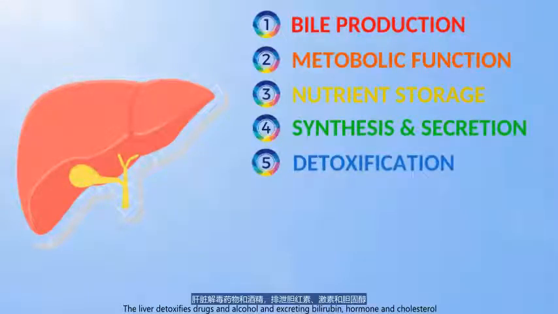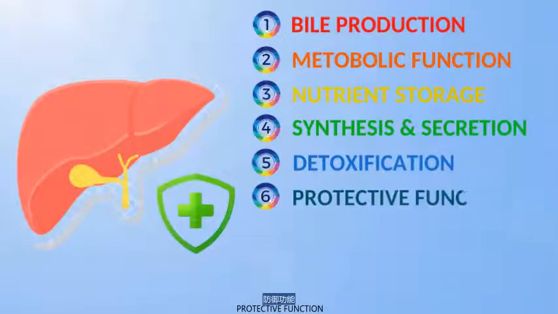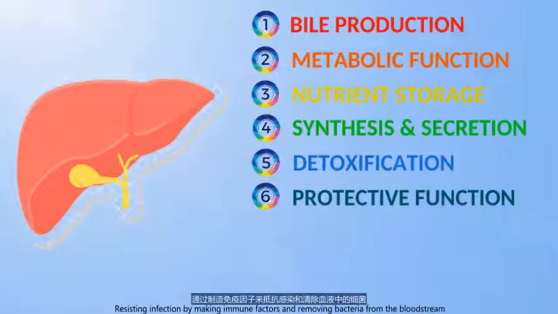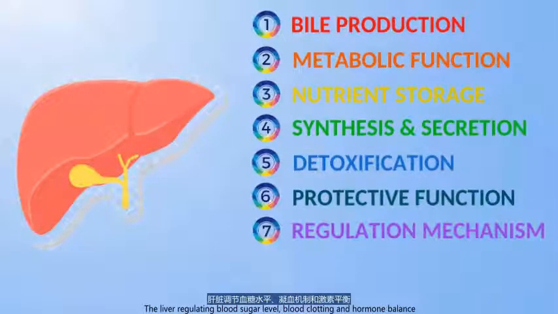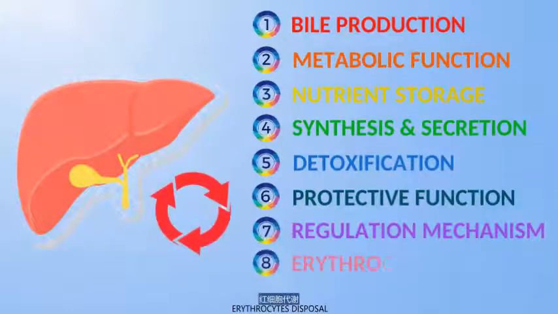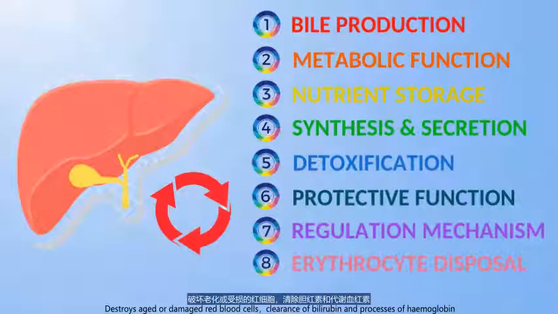Detoxification. The liver detoxifies drugs and alcohol and excretes bilirubin, hormones and cholesterol. Protection function. It resists infections by making immune factors and removing bacteria from the bloodstream. Regulation mechanism. The liver regulates blood sugar level, blood clotting and hormone balance. Erythrocyte disposal. It destroys aged or damaged RBCs, clears bilirubin and processes hemoglobin.